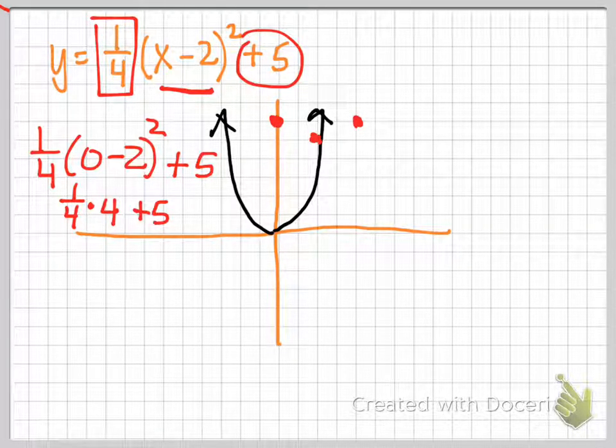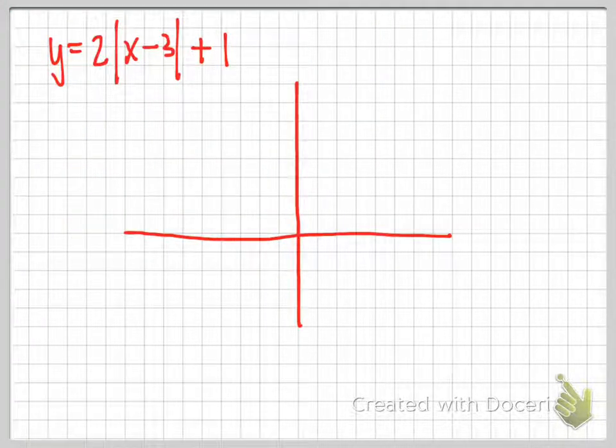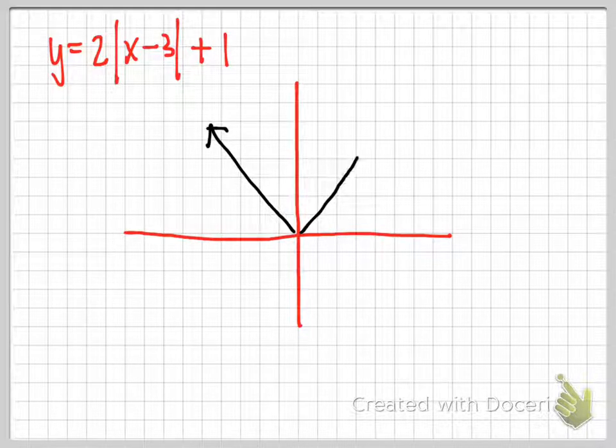Okay, so then here's the new graph. We made it wide, and we shifted the vertex. This graph is an absolute value graph. So the parent graph would look like a V, like this.